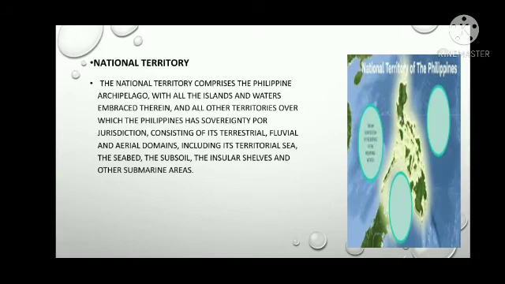We have the national territory. The national territory comprises the Philippine Archipelago with all the islands and waters embraced therein, and all other territories over which the Philippines has sovereignty or jurisdiction, consisting of its terrestrial, fluvial, and aerial domains, including its territorial sea, the seabed, the subsoil, the insular shelves, and other submarine areas. The provision defining our national territory is very necessary. It is important so that we and other nations would know the boundaries of our country. The Philippines can promulgate and enforce its laws within our country and other areas included in the Philippine Archipelago.